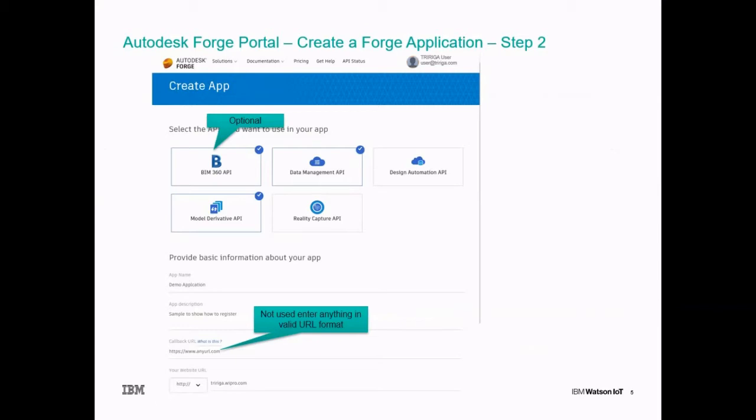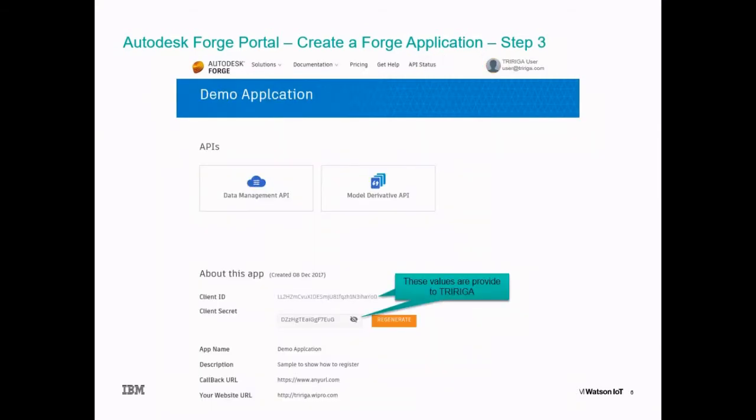None of the information is actually used by TRIRIGA. It's all descriptive. The web URL, you can make up any validly formatted URL you want. TRIRIGA requires the Model Derivative API and the Data Management API.